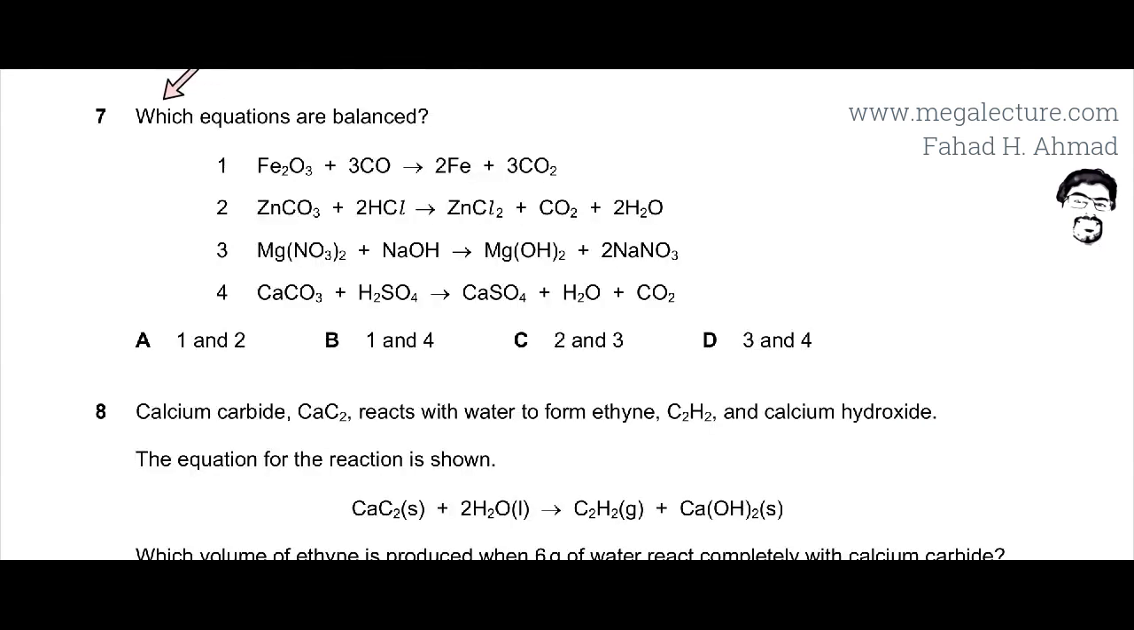The following question reads: which equations are balanced? So you're given 4 equations, and we need to figure out which of these equations are balanced. Now, a balanced equation would have the same number of atoms on the reactant side and on the product side. Starting with the first equation, let's look at Fe. There are 2 iron atoms in Fe2O3, and there are 2 irons on the product side as well. If you count the oxygens, there are 3 oxygens in Fe2O3, and 3 carbon monoxide molecules, 3 oxygens, so total 6 oxygens on the left hand side. And over here, 3 CO2 molecules, that's also 6 oxygens.